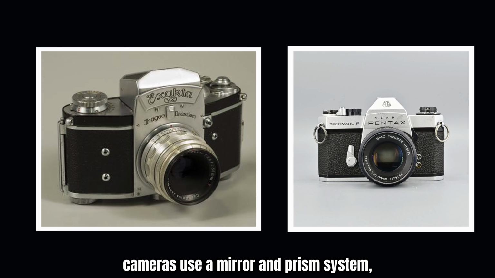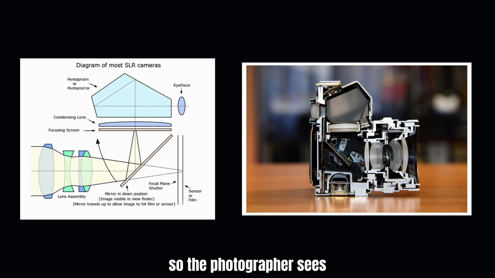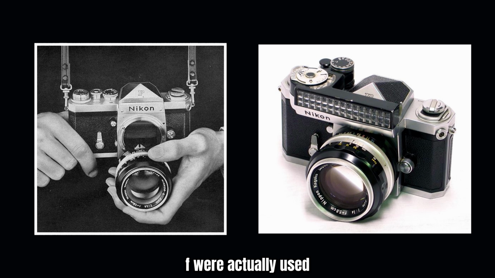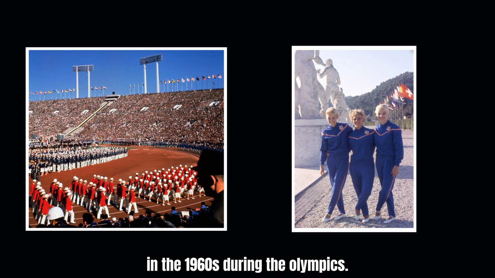Level 50. SLR cameras. Single lens reflex cameras use a mirror and prism system so the photographer sees directly through the lens. When the shutter is pressed, the mirror flips up and the light hits the film instead. Cameras like the Nikon F were actually used in the 1960s during the Olympics.